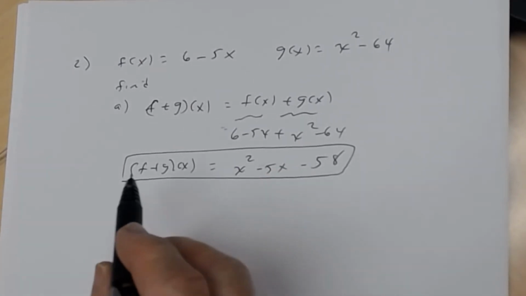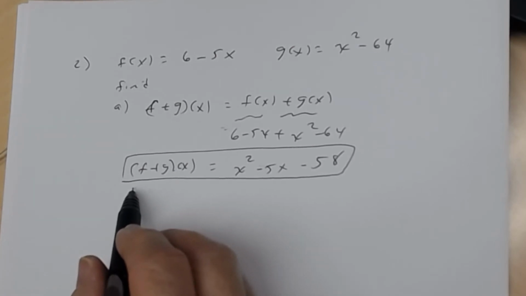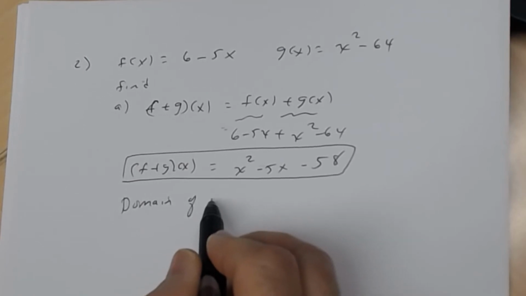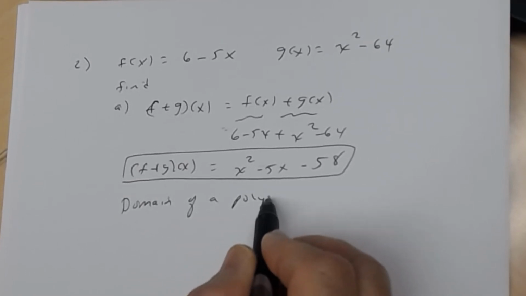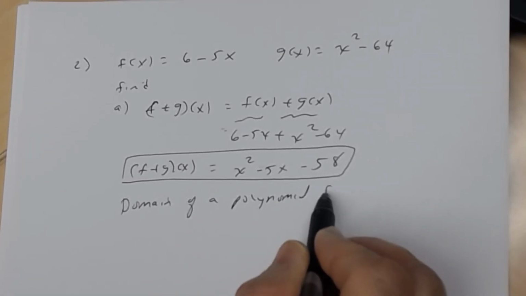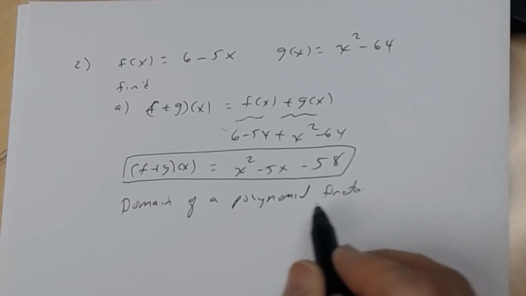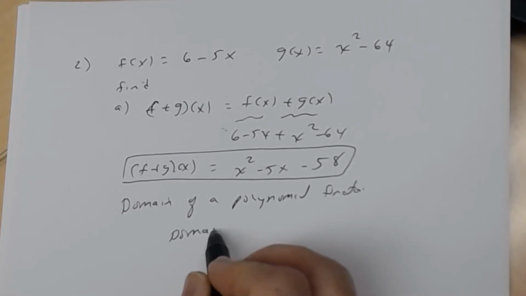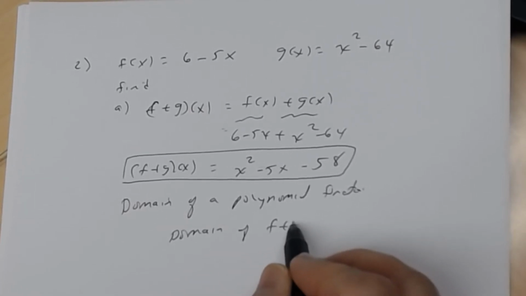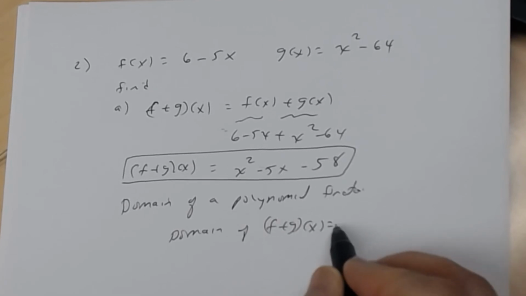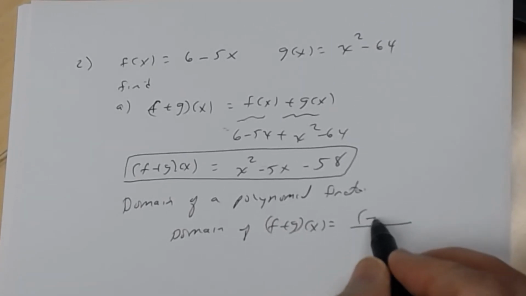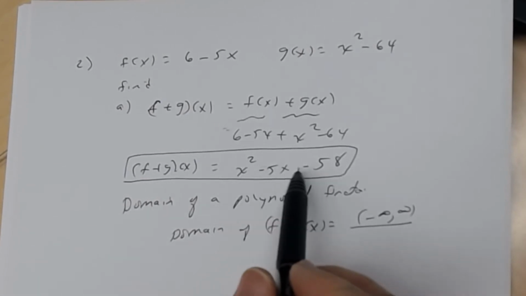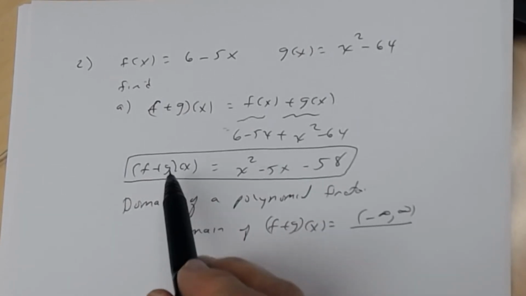Okay? So we're going to ask what's the domain of a polynomial function. And so remember the domain of this polynomial function. So the domain of f plus g at x is blank. What are you going to put? You put negative infinity to infinity. Because what we mean by that is that no matter what value I put for x, I'll get a y value back.